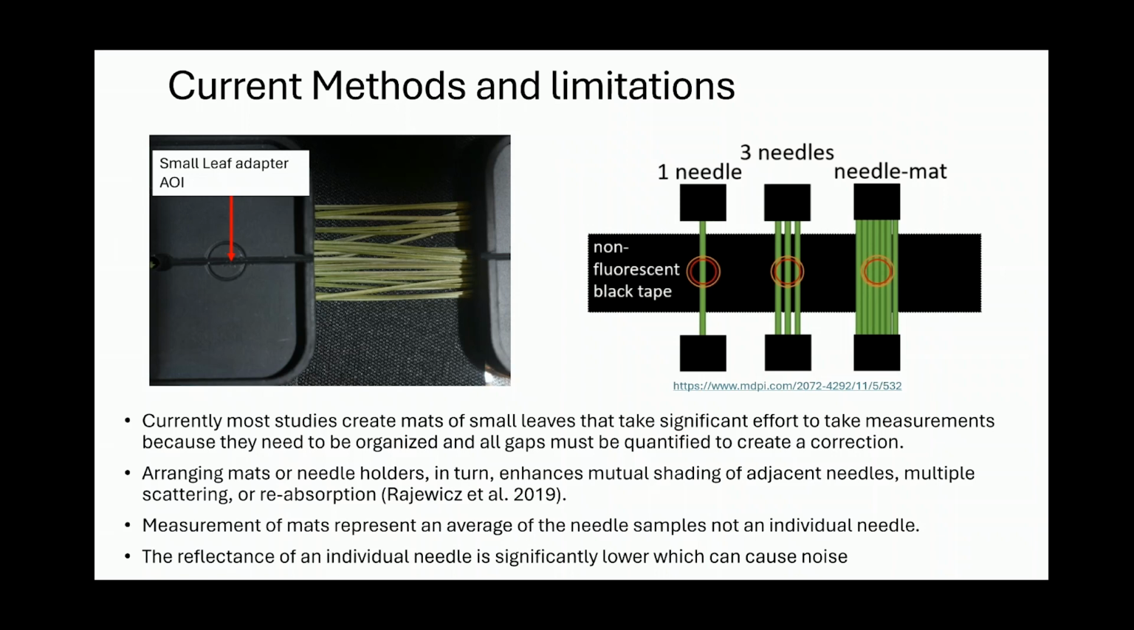There have also been studies into the different limitations of these pine needle mats. For instance, they've been shown to enhance mutual shading of adjacent needles, multiple scattering, and reabsorption. The primary limitation to measuring a single needle is that the signal will be lower. However, our instruments have been shown to be sensitive enough to overcome that reduction in signal.